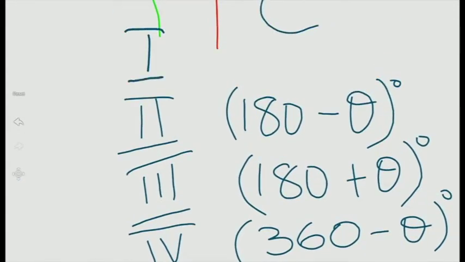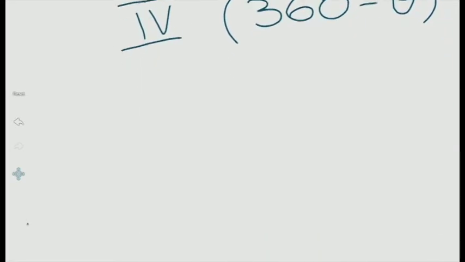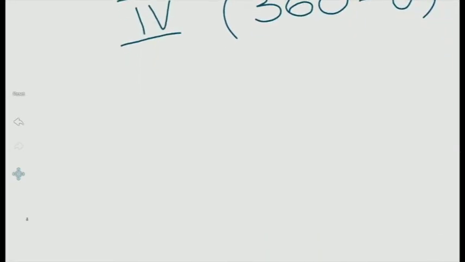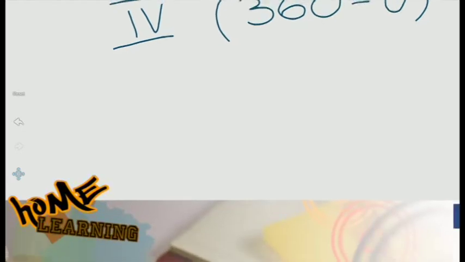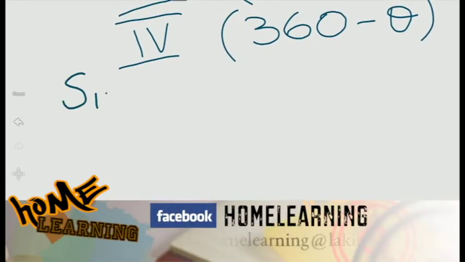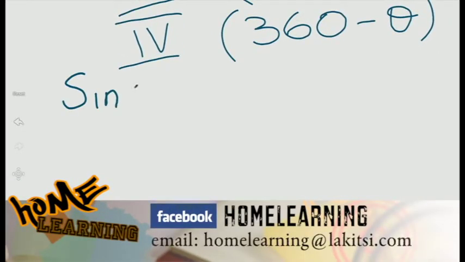How are we going to get the trigonometric ratios? Let's look at examples. Now, if they say that the sine of 30 degrees is 1 over 2.